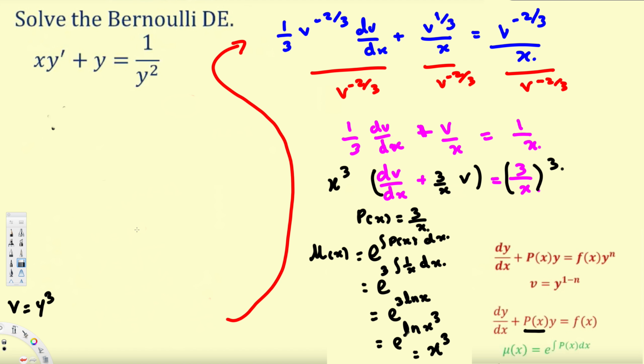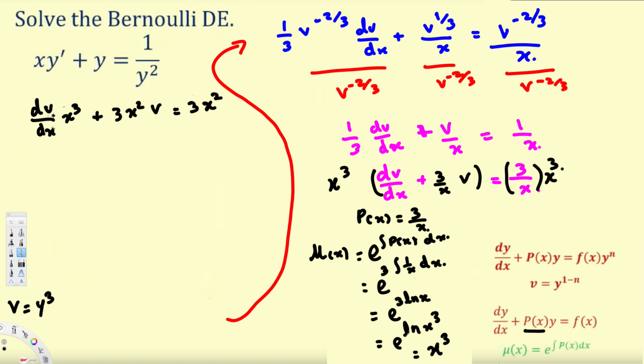And now we have this one. When we multiply x cube by this, we are going to have dv by dx x cube plus, so here we are going to have 3 x cube divided by x. That's going to become 3x square v. And on the other side of the equation, this one should be multiplied by x cube, because x cube is our integrating factor. So we have to multiply both sides by x cube, and if we multiply this side by x cube, this is going to become 3x square.